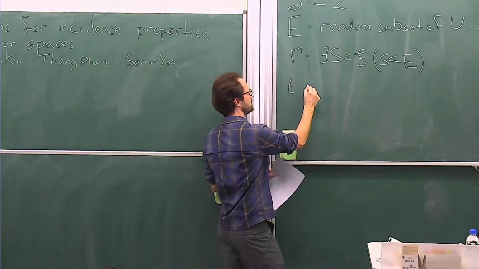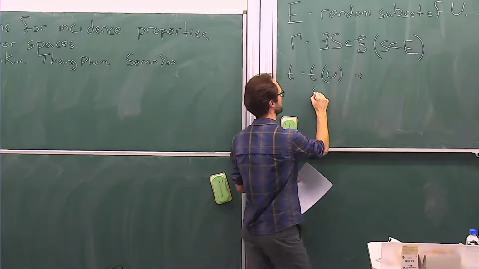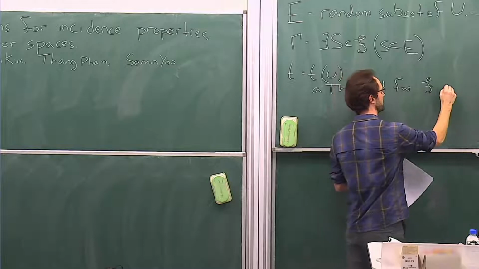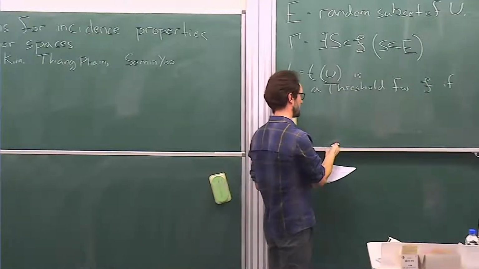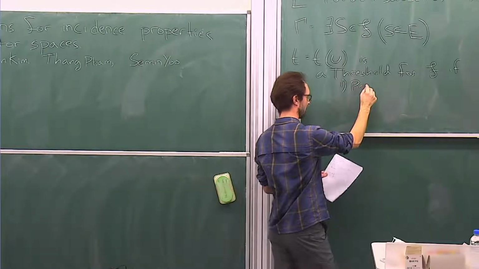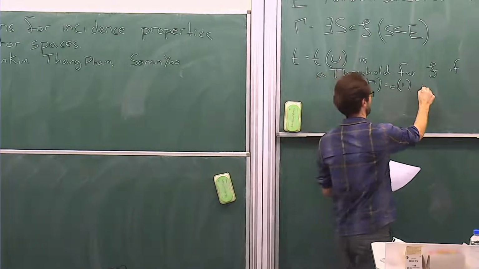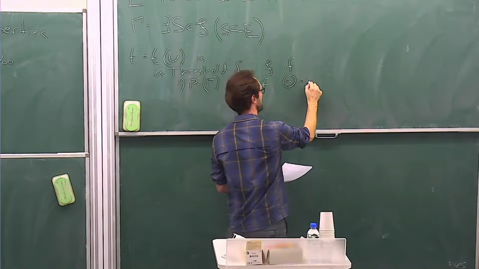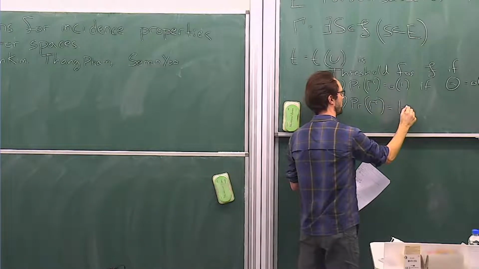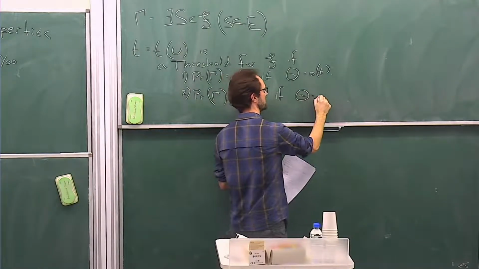And so we say that t is a threshold function for F if two things hold. First of all, if theta is smaller than t, we should not have the property. So one, the probability of gamma is little o of 1 if theta is little o of t. And here the asymptotic parameter, for example, could be the size of U. And two, the probability of gamma is 1 minus little o of 1 if theta is much larger than t.